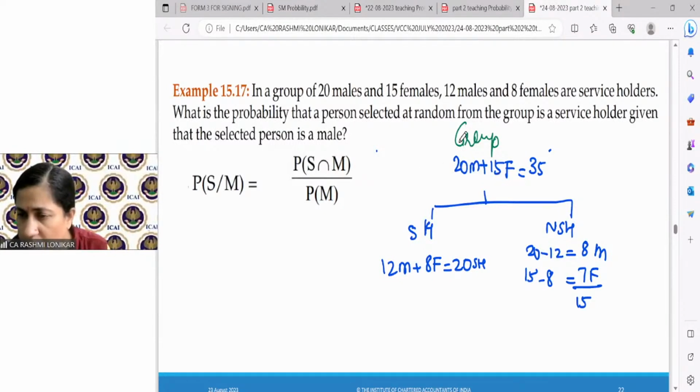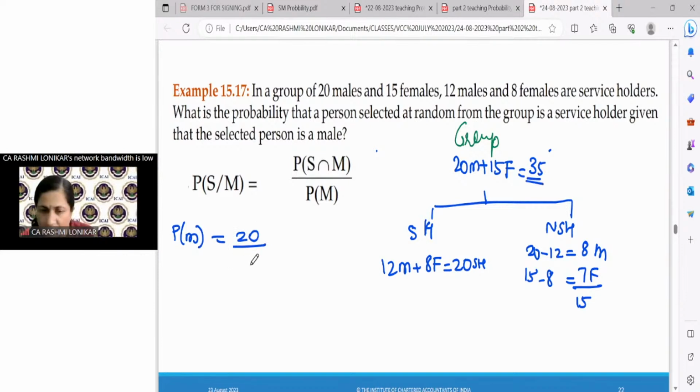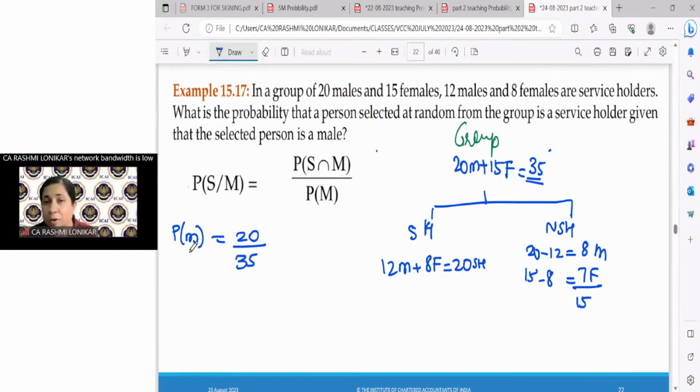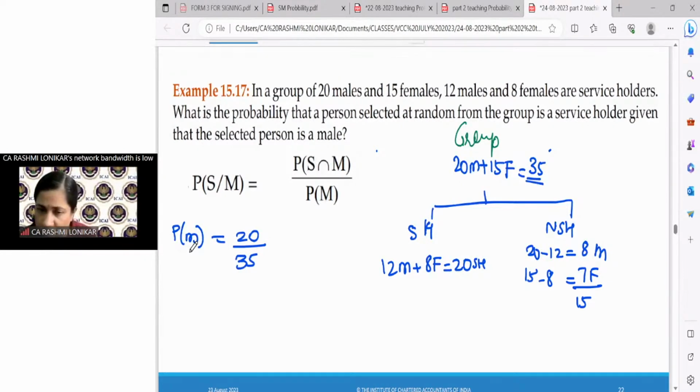Okay, now what are they asking? What is the probability that the person selected at random from a group is a service holder given that the selected person is a male? Selected person is a male. What is the probability? How many males are there? 20. How many total number of people are there? 35. So 20 upon 35 is the probability that the selected person is a male. So this portion we have done.